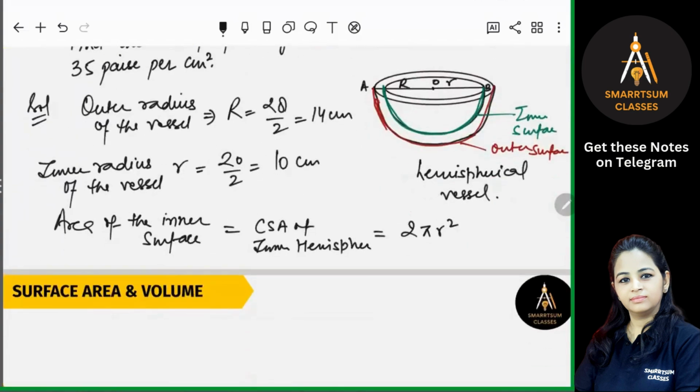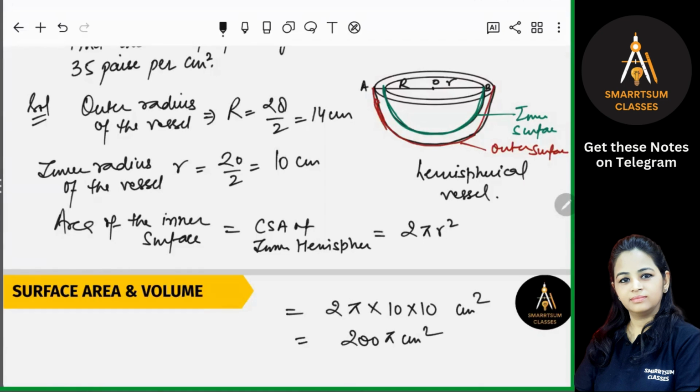Now put the values here. So here the radius which you will put will be the radius of the inner vessel. So write down 2 into pi into r square, small r is 10. 10 into 10 centimeter square. So this is equal to 200 pi centimeter square.